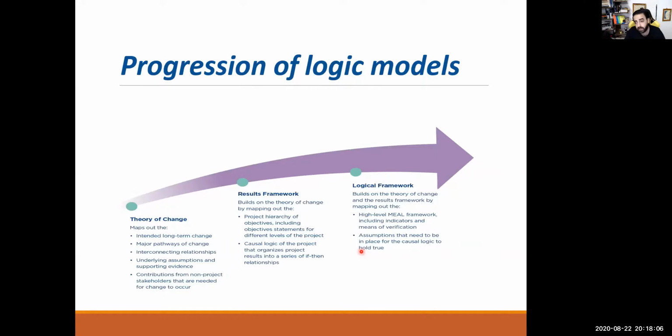After that comes the LFA, which is overall built on theory of change and result framework by mapping out a high-level MEAL framework, including indicators and means of verification. Means of verification are the ways to confirm that they did this thing or received this thing. And assumptions that need to be in place for the causal logic to hold true. TOC, RFA, LFA.